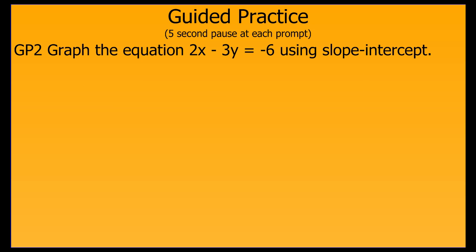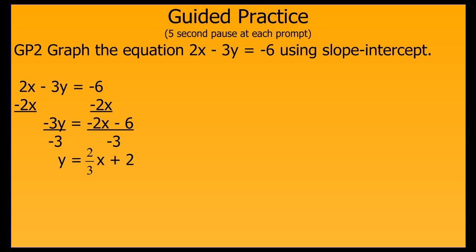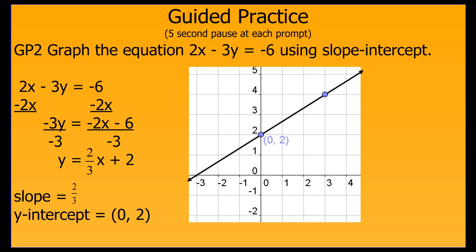Let's try another example. What are we trying to do here? We're trying to graph this equation using slope-intercept. What do we do first? We need to get the equation into slope-intercept form, so that means we need to solve for y. What's our next step? We identify our slope, in this case 2/3. Then what? Now we find the y-intercept, in this case the point (0, 2). Now what? Now we graph our equation by plotting the y-intercept, using our slope of 2/3 to go up 2 and over 3, then connecting that point to our y-intercept to complete our line.